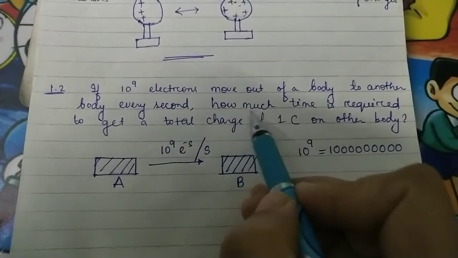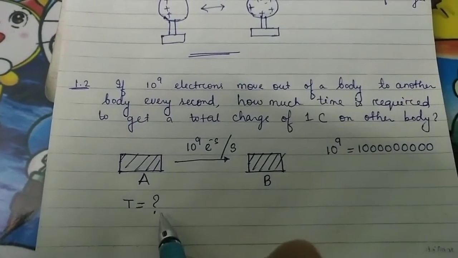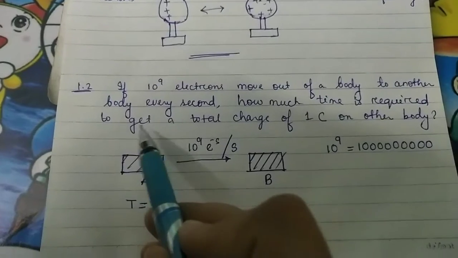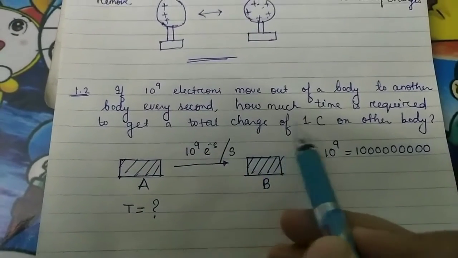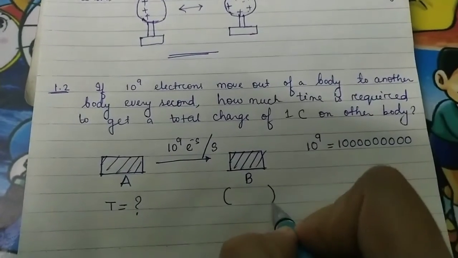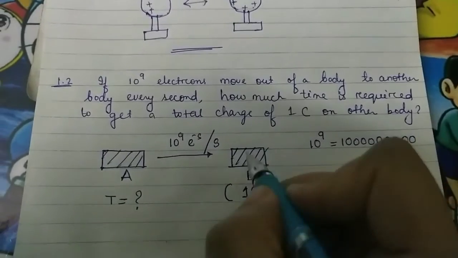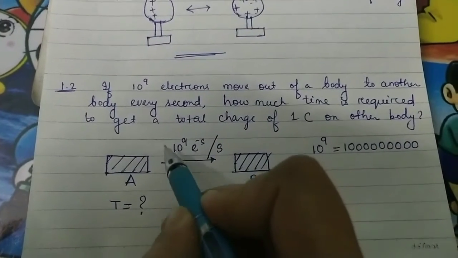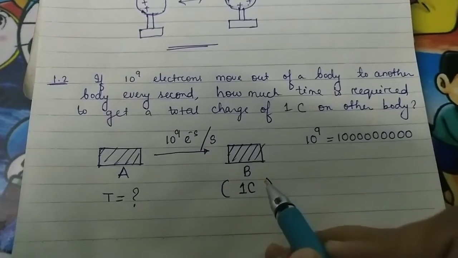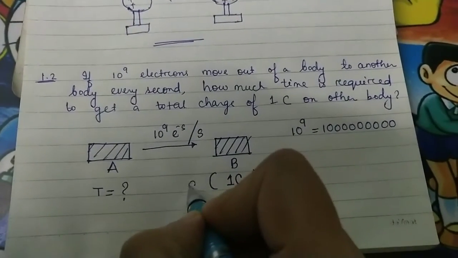The question says how much time is required. That is, what is the time? Time equal to question mark. To get what we need? We get a total charge of 1 coulomb on the other body. That means we need a charge of 1 coulomb on body B. Now here, the question says 10 to the power 9 electrons per second, but how much charge do we need? We need 1 coulomb charge. This is charge, that is Q.